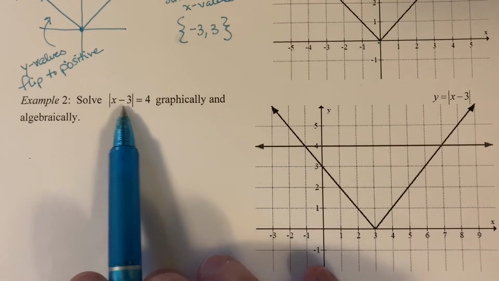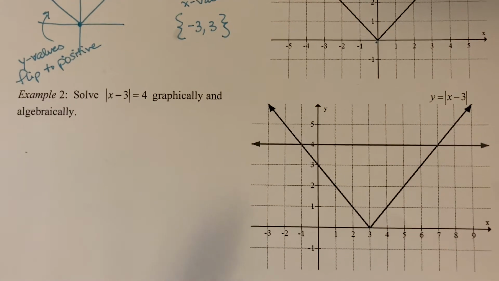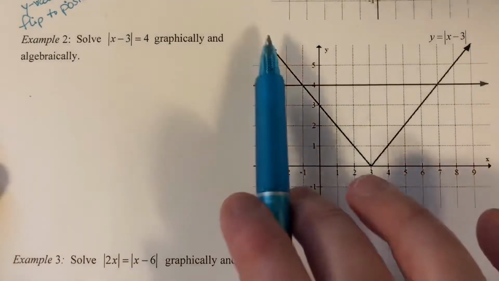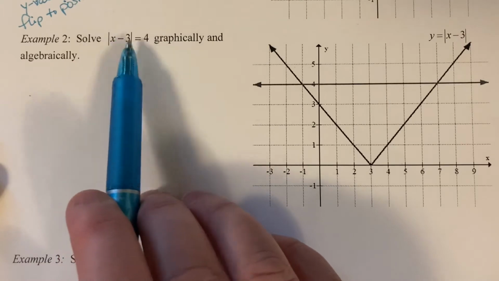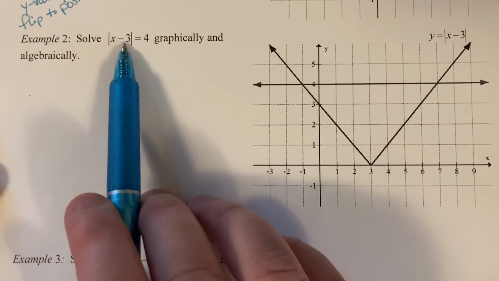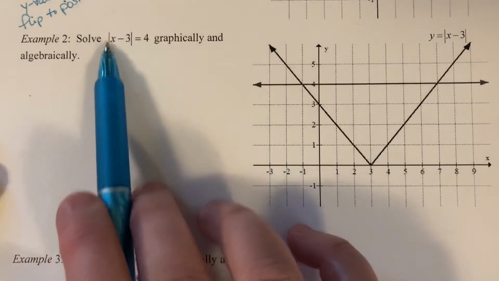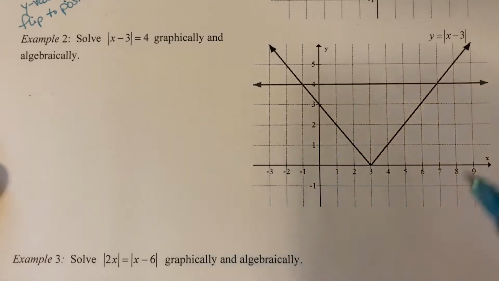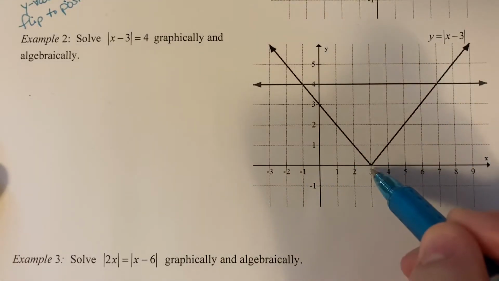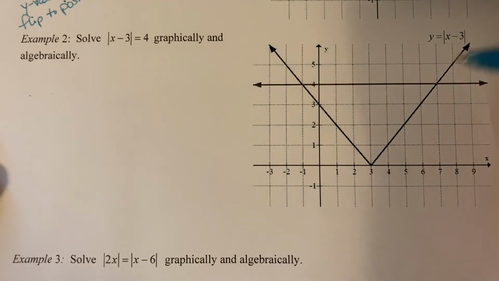Solve the absolute value of x minus 3 equals 4 graphically and algebraically. Let's start with graphically because we have the graph here. So it's another V shape. The slope is still 1, but what happened here, and normally we'd think of the minus 3 as maybe like a y-intercept, is that if it's inside the absolute value, it moves left or right. So here we're starting at 3, 0 as the vertex.